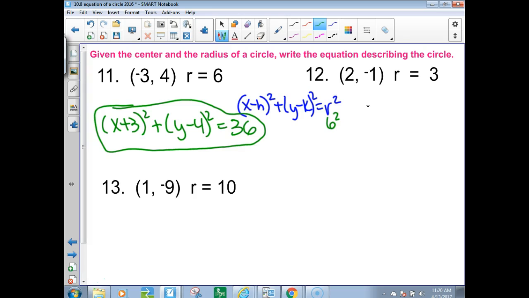Okay, can I have someone fill in 12 for me? See if you guys can do these. Good, you said that perfectly. (x minus 2) quantity squared. I have to repeat it because I'm recording. But (y plus 1) quantity squared equals, you said 9, right? Great. Any question about how we're getting that from anyone?